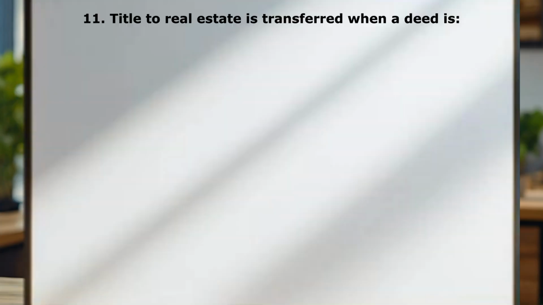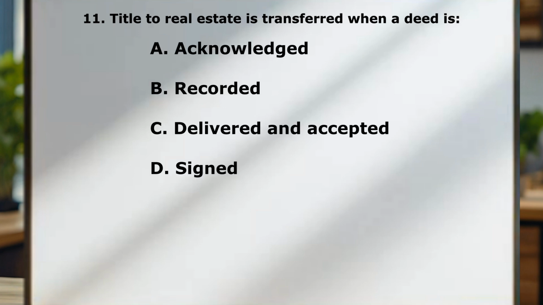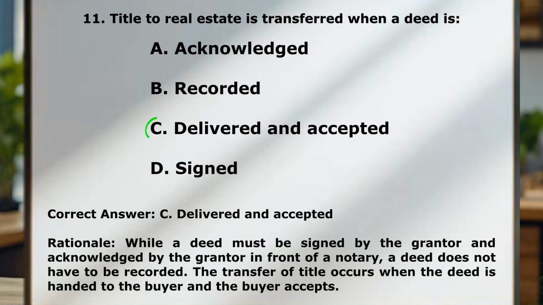Okay, back to the questions. Question number 11. Title to real estate is transferred when a deed is A. Acknowledged, B. Recorded, C. Delivered and accepted, D. Signed. The answer here is C. Delivered and accepted. This is the third question related to title and deed and when is title actually transferred. So if we haven't learned already, the transfer of title occurs when the deed is handed to the buyer and the buyer accepts.